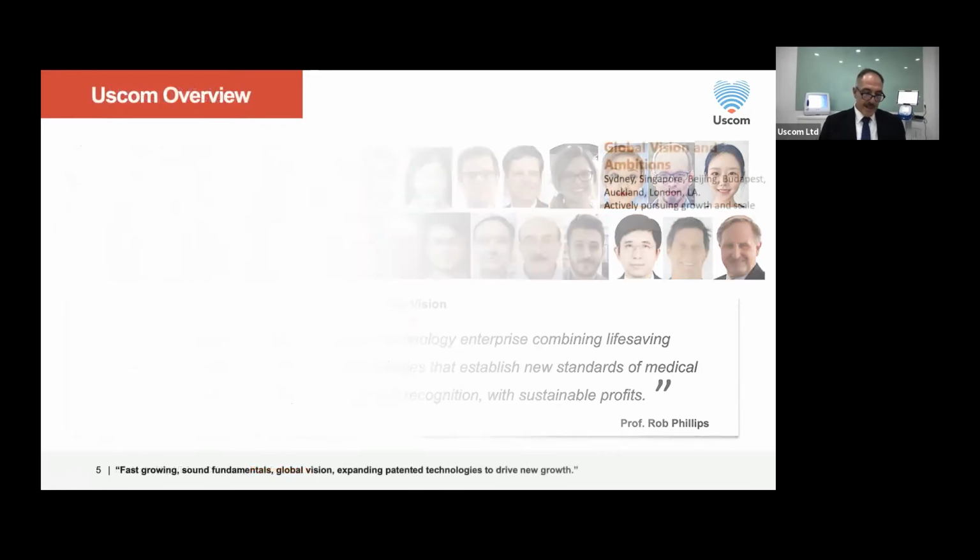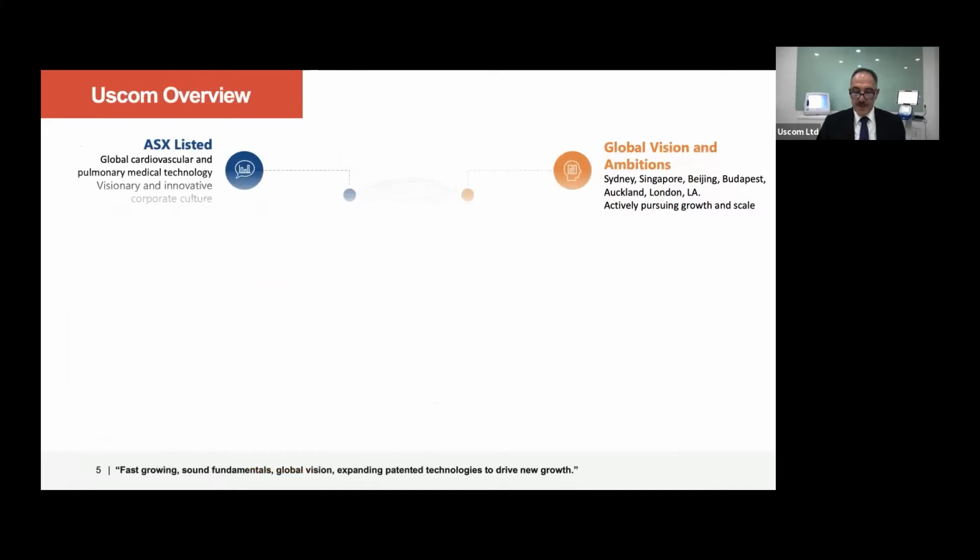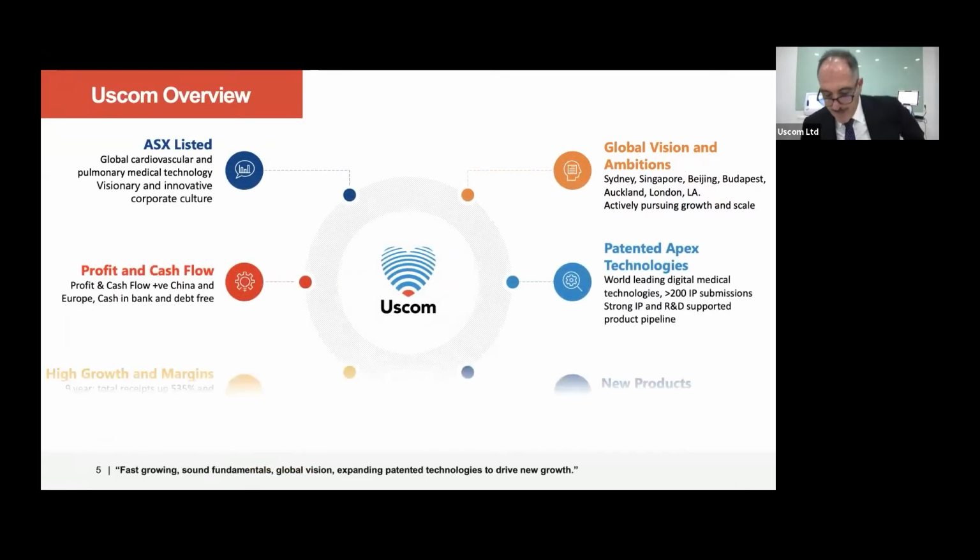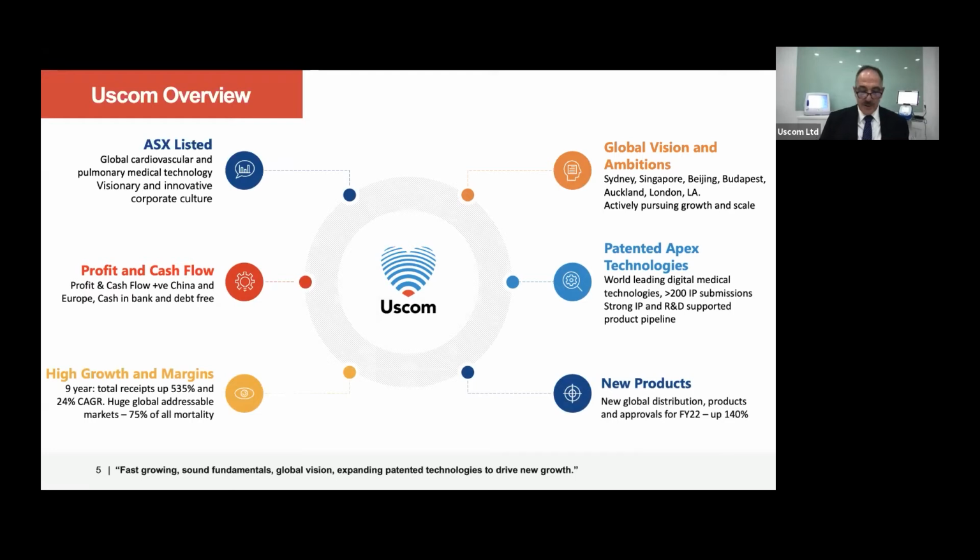Uscom is ASX listed and develops, manufactures and distributes Apex cardiovascular and pulmonary digital technologies. Financial results continue to grow with major subsidiaries in China and Europe, both profitable in FY21. Over the last 9 years, cash receipts have grown 535% at a compound annual growth rate of 24% per annum. Uscom has cash in the bank and remains debt-free. We've also expanded our global operations and increased our IP-protected products for market in FY22.